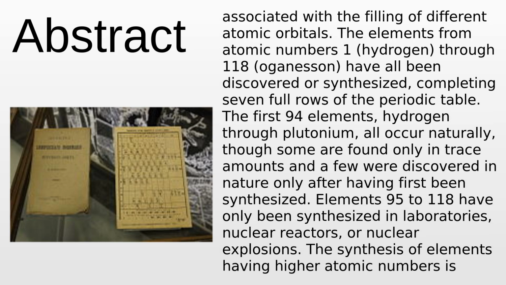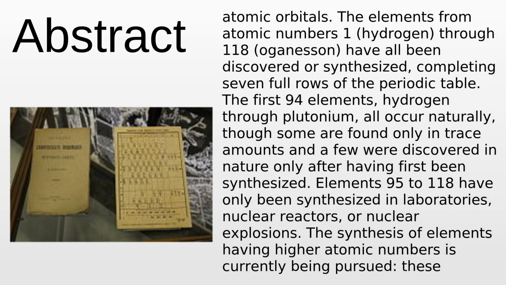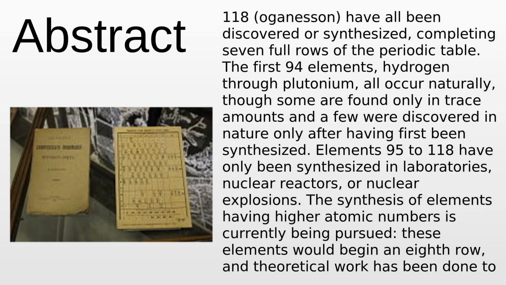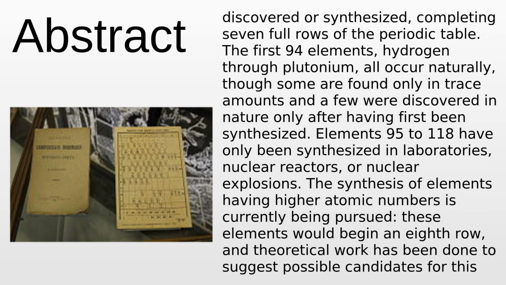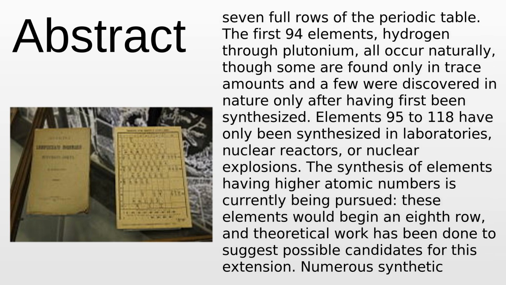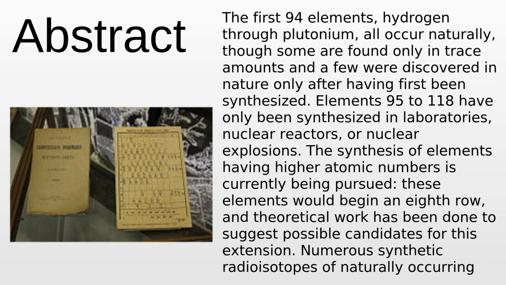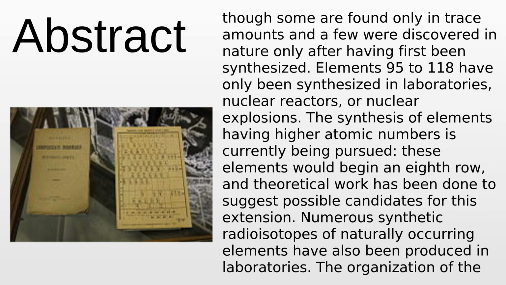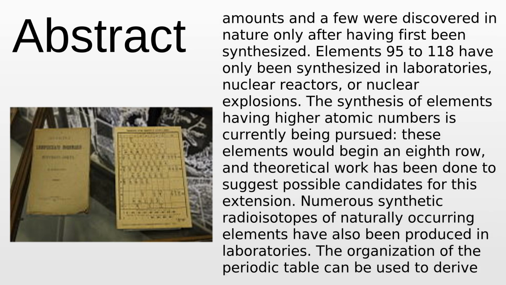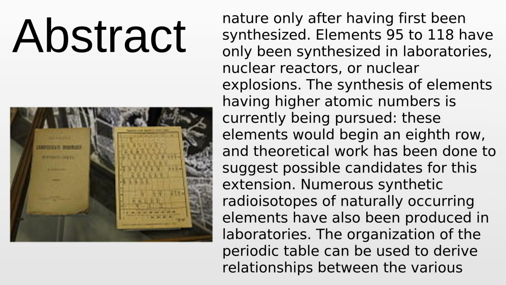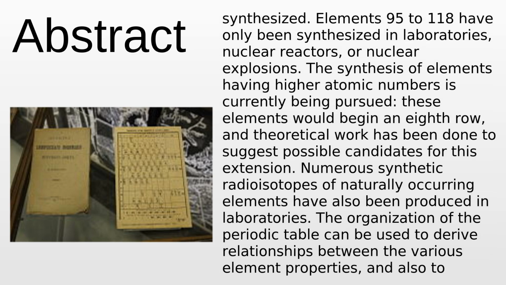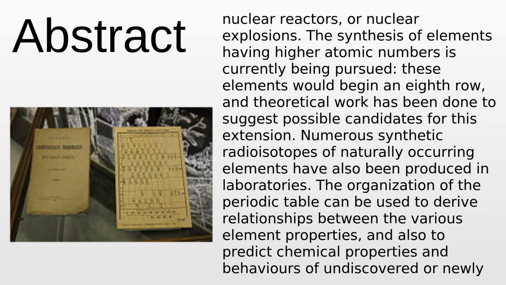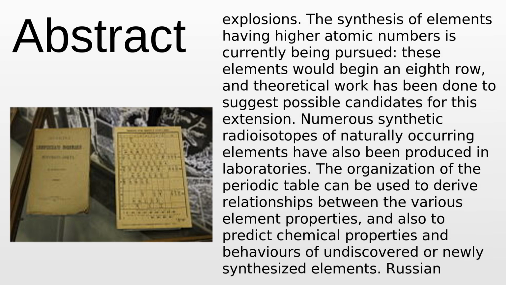The elements from atomic numbers 1, hydrogen, through 118, oganesson, have all been discovered or synthesized, completing 7 full rows of the periodic table. The first 94 elements, hydrogen through plutonium, all occur naturally, though some are found only in trace amounts and a few were discovered in nature only after having first been synthesized. Elements 95 to 118 have only been synthesized in laboratories, nuclear reactors, or nuclear explosions.